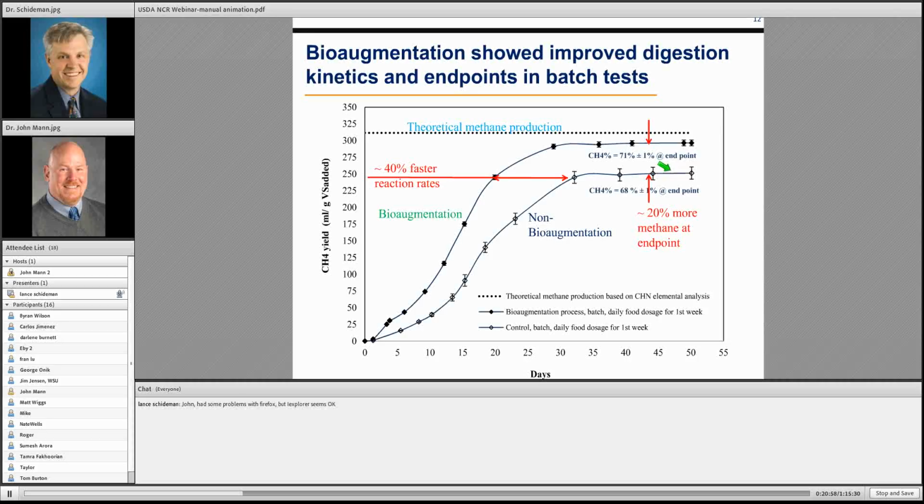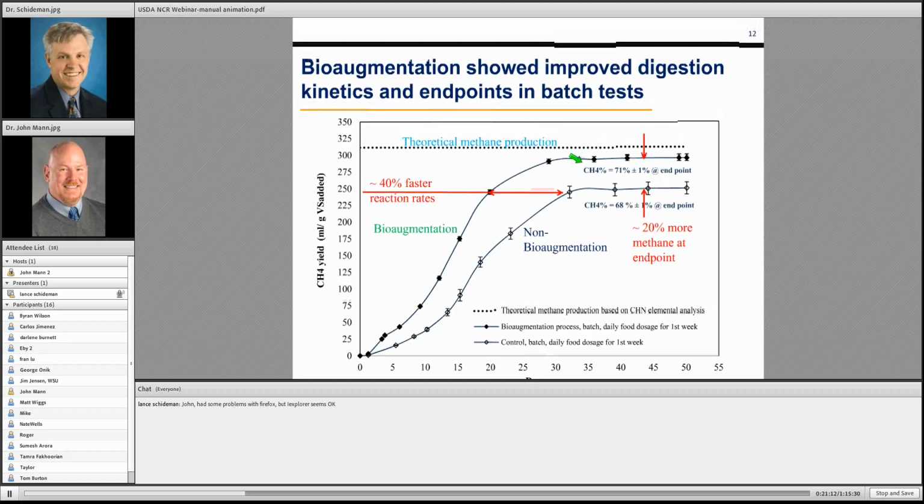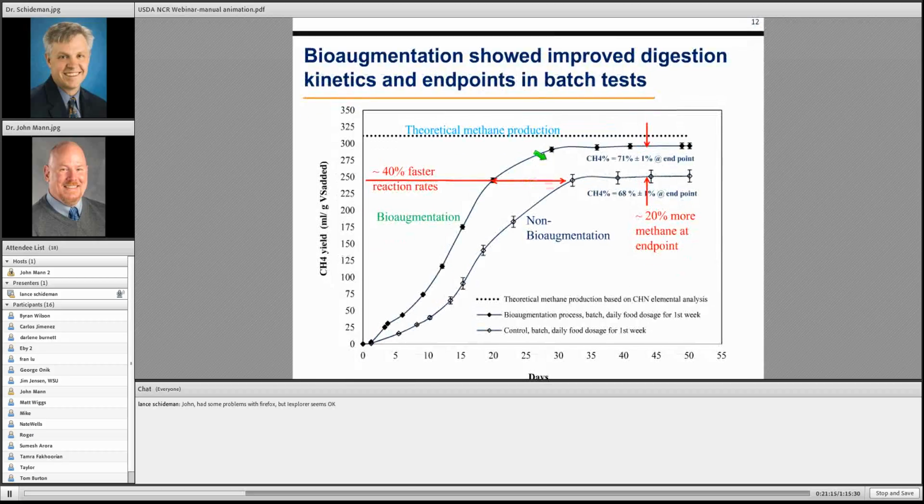In that case, it's about 20% lower in terms of the maximum amount of methane produced. That comes at least partially from the diversion away from the hydrogen sulfide path. But you can also see that the kinetics are faster. If you go back a little bit here, you can see that the kinetics are about 40% faster as you approach the end of the digestion for the bioaugmentation phase. So it does work, and it's a notable improvement. If you go 40% faster, that means your reactors can be 40% smaller, and if you get 20% more methane, that's a significant amount of additional product that helps the economics of anaerobic digestion.